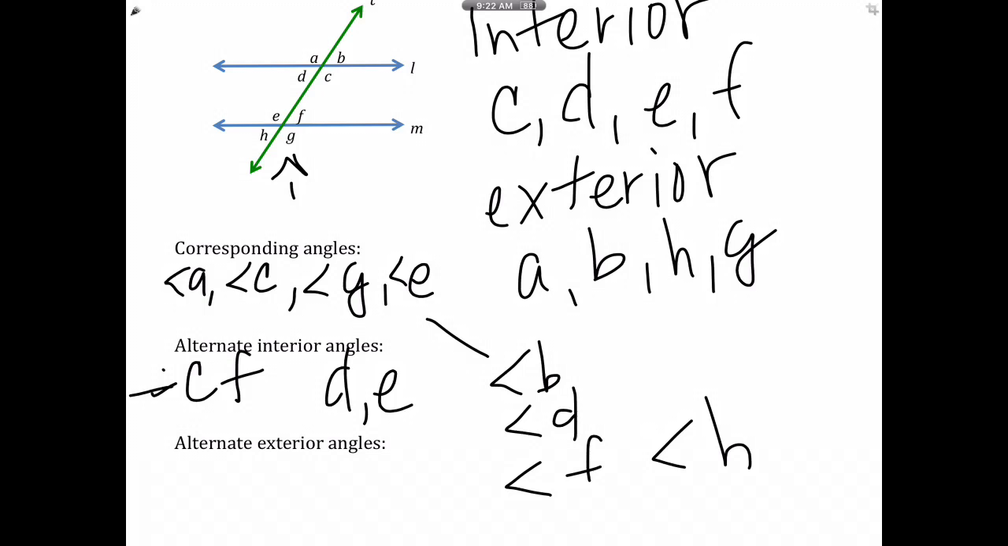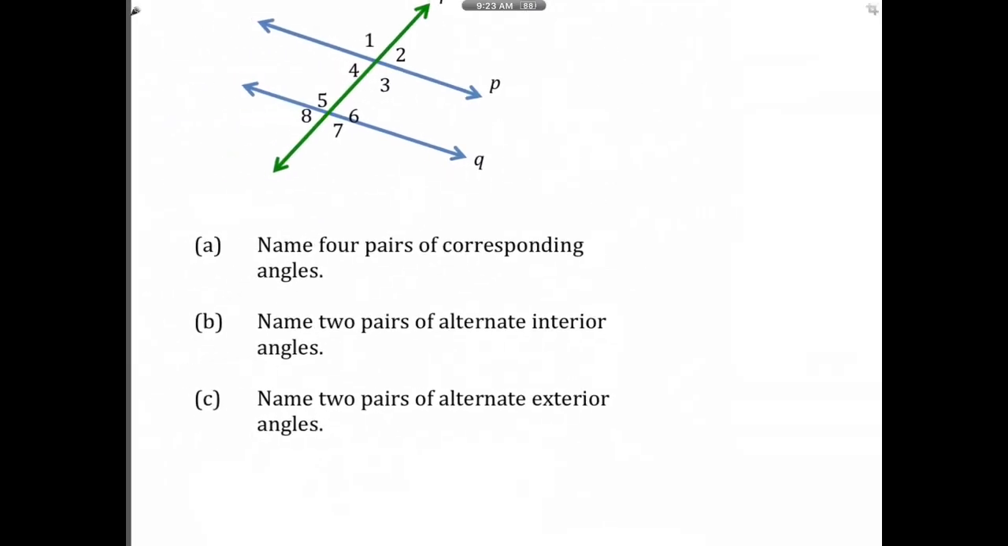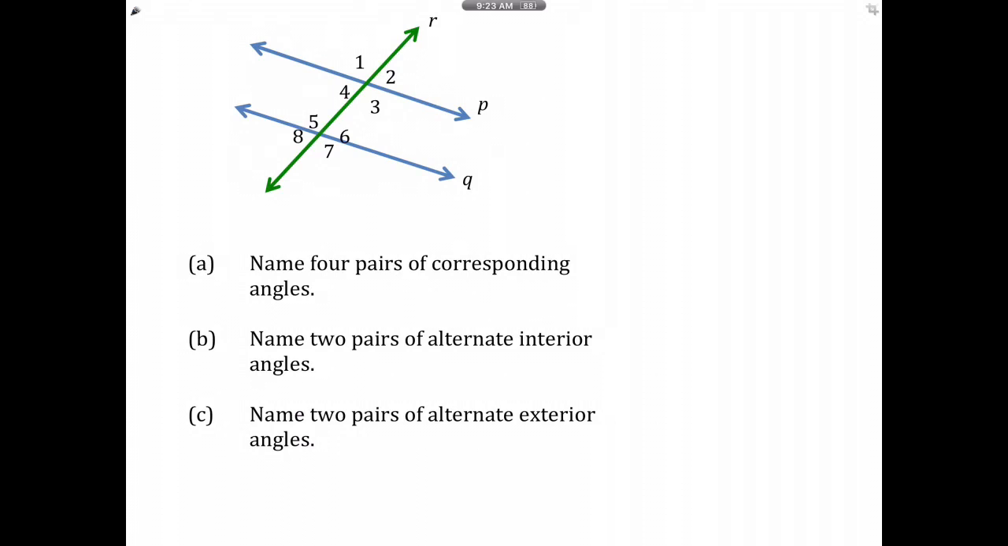Now the alternate exterior are going to be the ones that are on the outside of the transversal, obviously. So you have A and H, B and G. Those are the alternate exterior. Okay, so that's just some examples of what that means if they say alternate interior and alternate exterior.